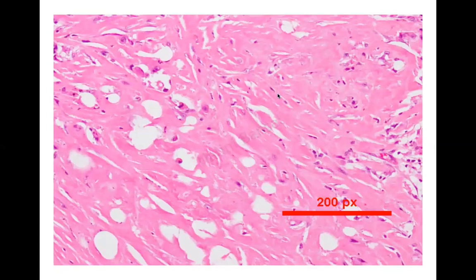So like you see here, we have a major component of the collagen fibers which are light eosinophilic, and these are being produced by these spindle cells which are the fibrocytes.